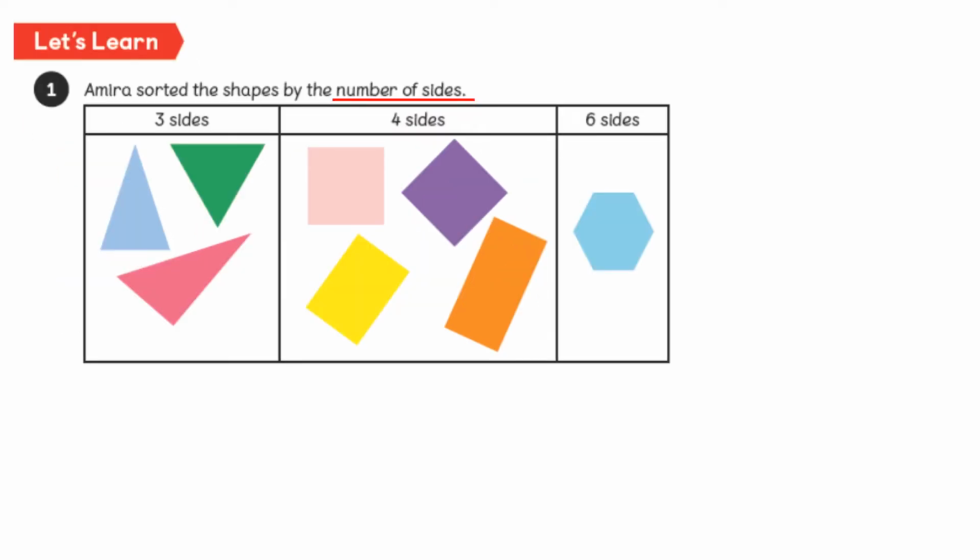Okay, let's have a look and see if these ways I'm going to show you match with what you and your partner came up with. So one way we could sort the shapes is by the number of sides, and it says Amira sorted the shapes by the number of sides. So we have a group of shapes that have 3 sides here, our triangles. We have a group of shapes that have 4 sides, our squares and our rectangles, and we have a group that has 6 sides, and there's only one 6-sided shape, which is our hexagon. So that's the first way we might sort them.